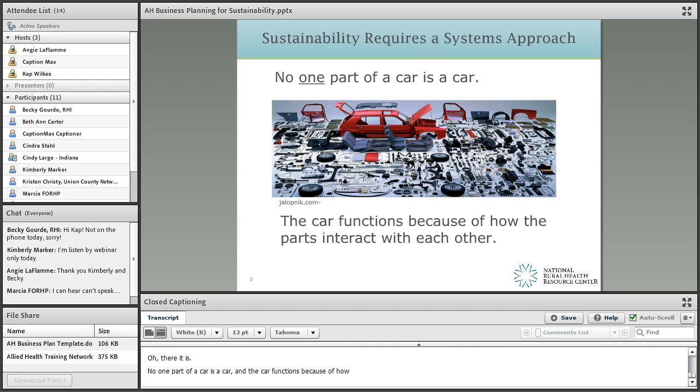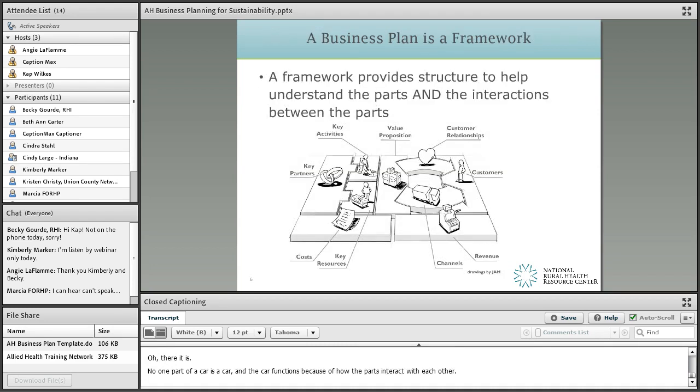I have something that's not coming onto the screen like I thought it would, so I'll just say it verbally. So a car really is only a car once it's put together. And it has to be put together in a way that all the parts work together. So a car only functions when all the parts are interacting.